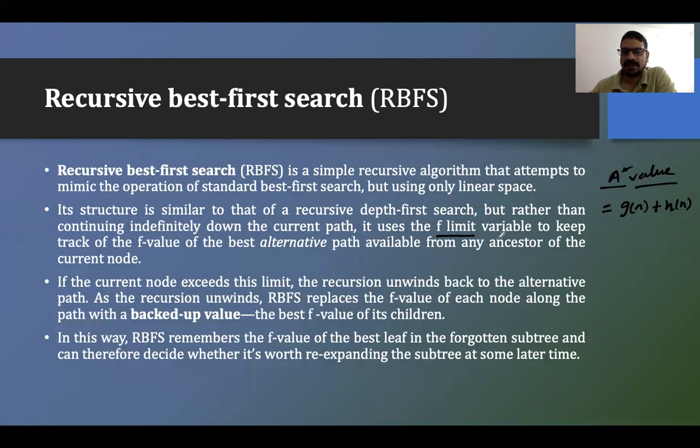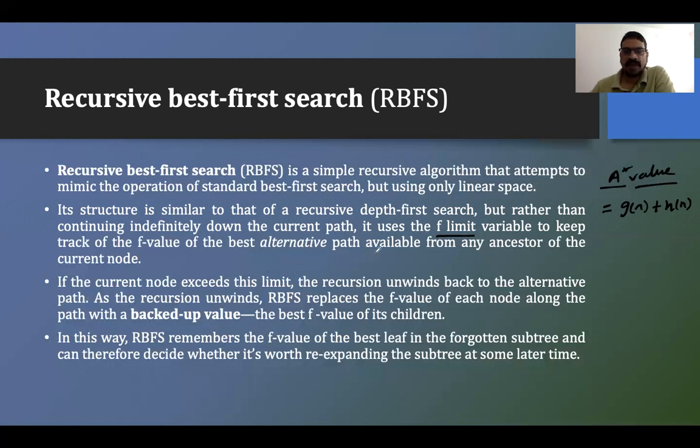So we have the F limit variable to keep track of the F value of the best alternative path. We'll keep track of the alternative paths here, and we'll use the F limit for that. We'll see if we need to explore a particular child or particular path, so we use this F limit to do that. The calculation of the F limit we'll see when we see the algorithm. If the current node exceeds its limit, the recursion unwinds back to the alternate path.